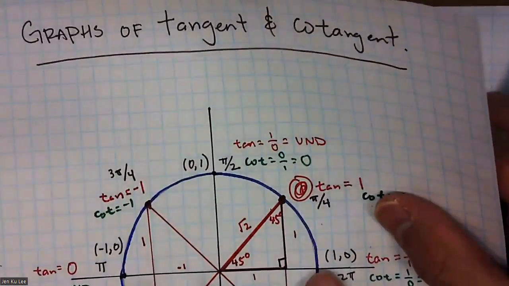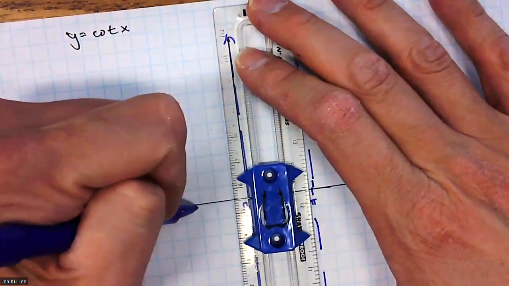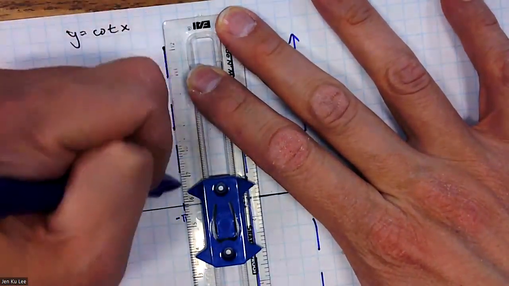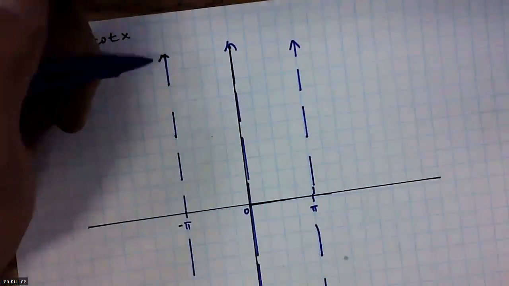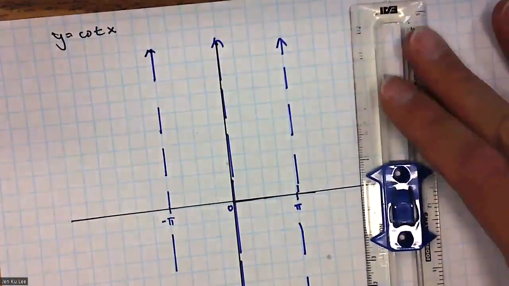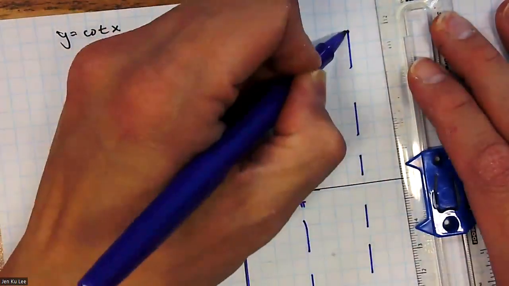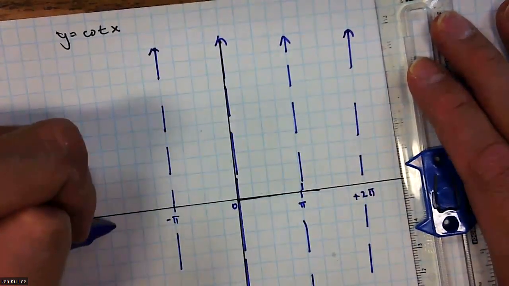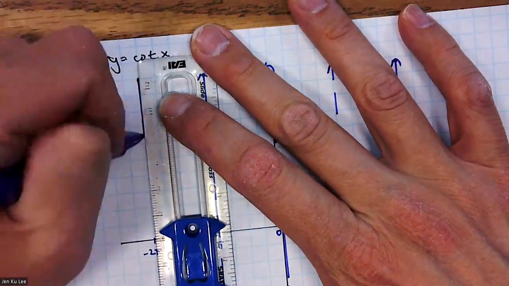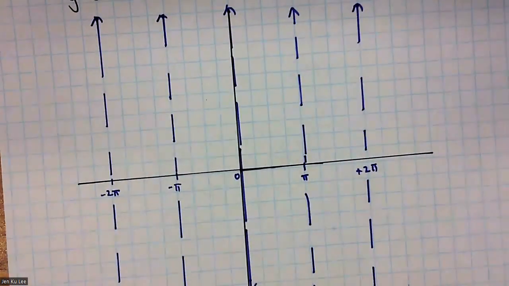And negative pi as well is going to be a vertical asymptote if I go in the negative direction. So 1, 2, 3, 4, negative pi. There's my vertical asymptote. And again, at 2 pi and at negative 2 pi, there's a vertical asymptote. Well, that's positive. 1, 2, 3, 4 at negative 2 pi, right? Okay. So here's all my vertical asymptotes.